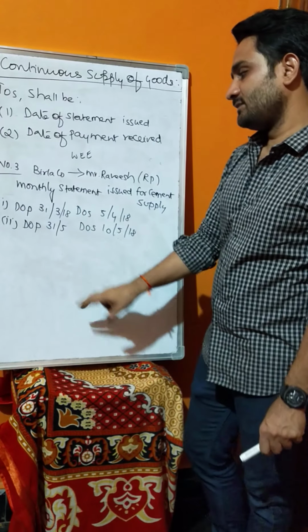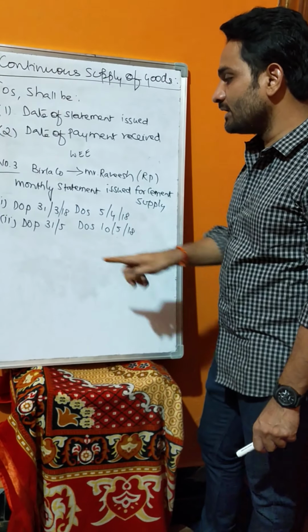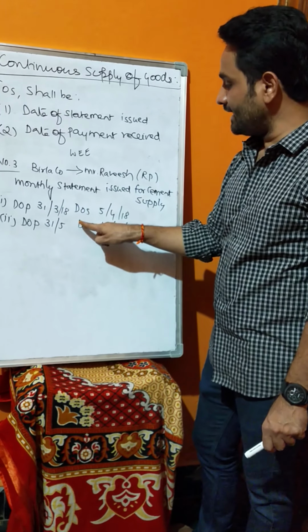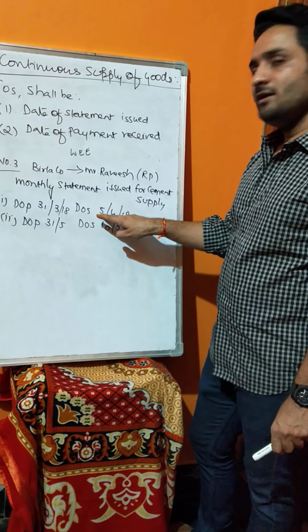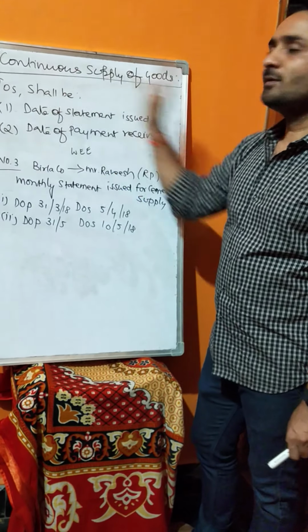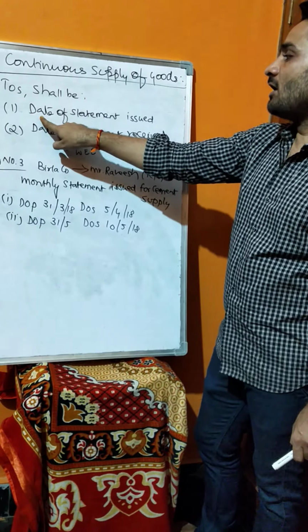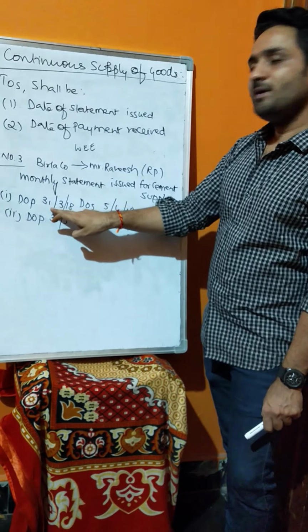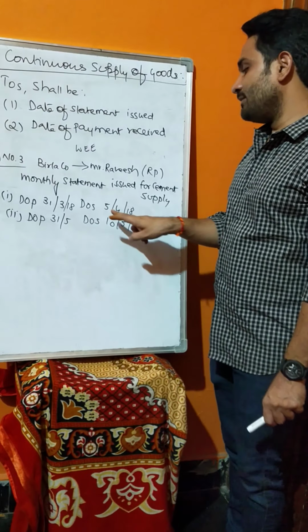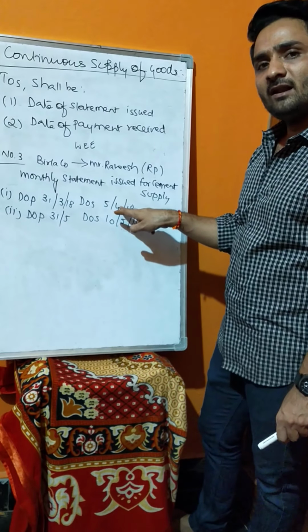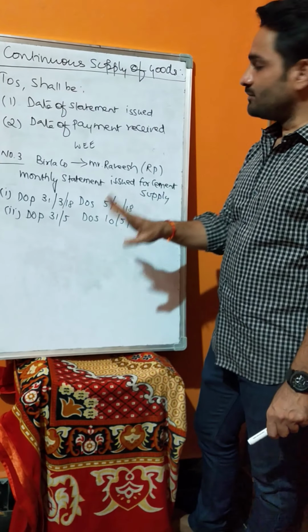Case number 1, situation number 1, where the date of payment will be 31st March 2018 and the date of statement shall be 5th April 2018. Look at this. Time of supply shall be the earliest of date of statement issued and date of payment received. Date of payment 31st March, date of statement 5th April. In these two, whichever is earlier, 31st March or 5th April? 31st March. That shall be taken as time of supply.